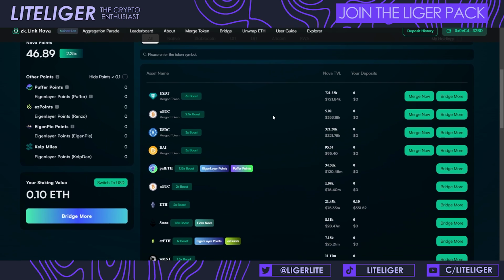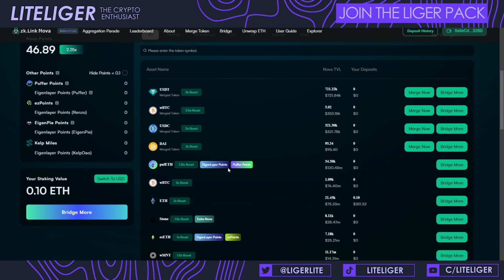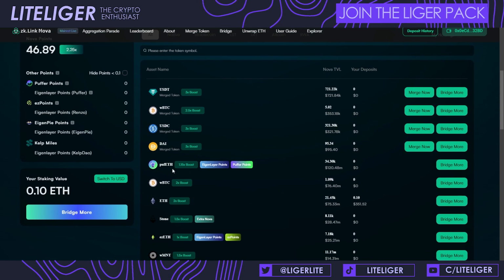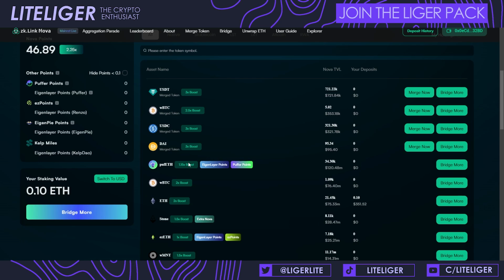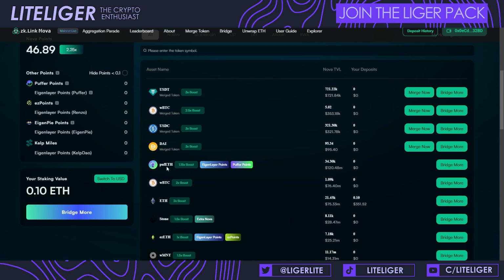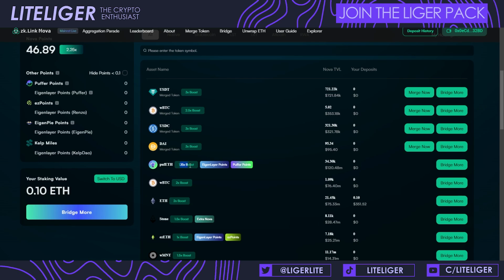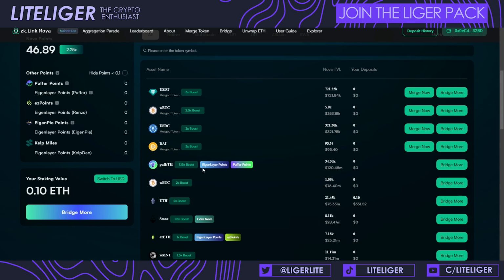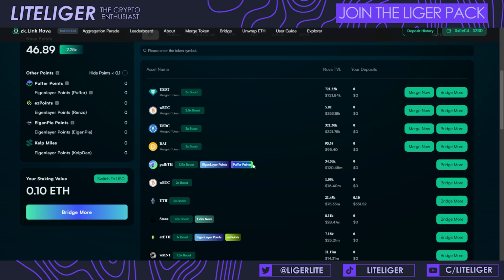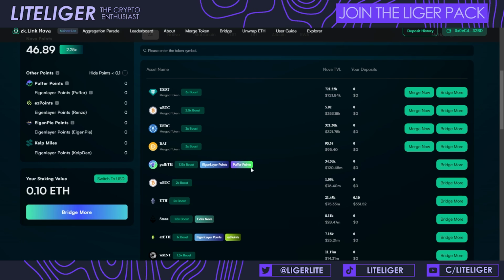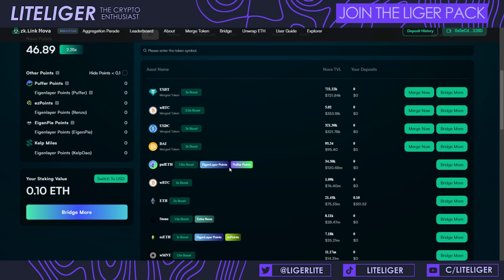And they allow a couple of very interesting strategies here. So, number one, you are going to be getting Puff ETH. So this is going to be getting you Nova points, Eigenlayer points, and Puffer points. So 3 points here from different projects.